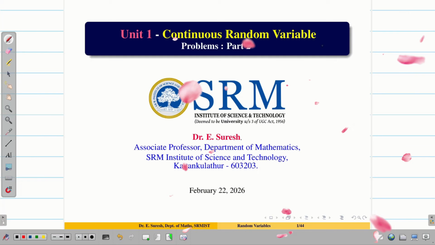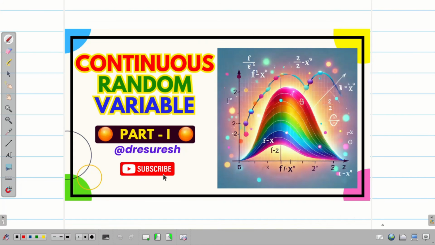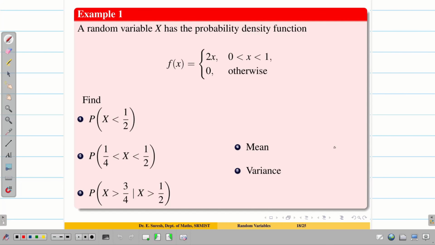Dear students, welcome to the problem solving session on continuous random variable part 2. In the first part, we saw the definition and properties of continuous random variable, and we cracked one problem. We found mean, variance, conditional probability, and the probability of x less than 1 by 2 and x lies between 1 by 4 and 1 by 2. And in today's session, we are going to explore a few more problems on continuous random variable.